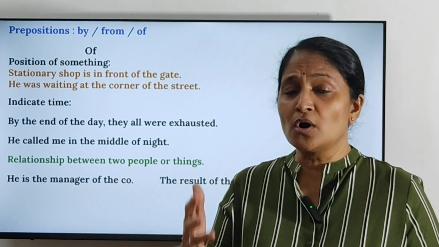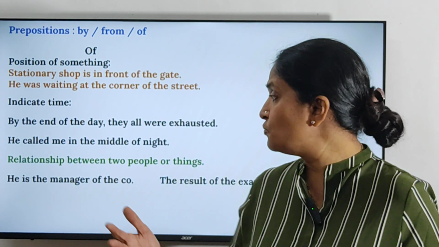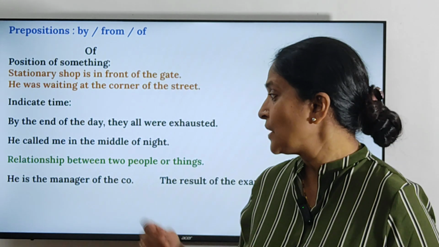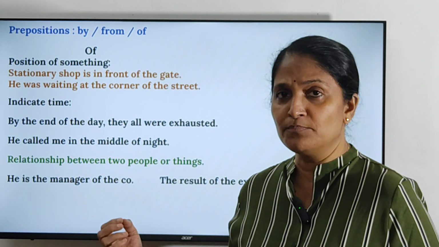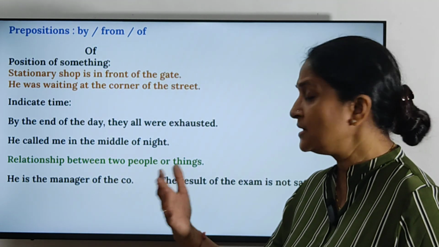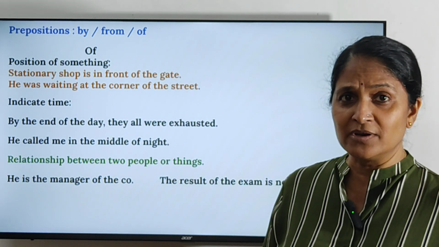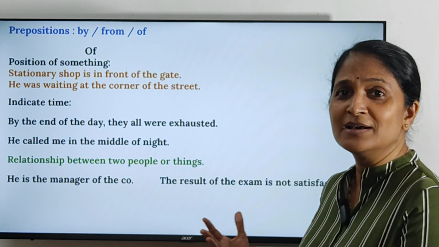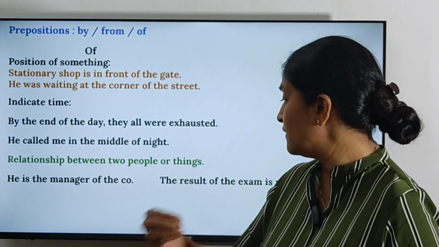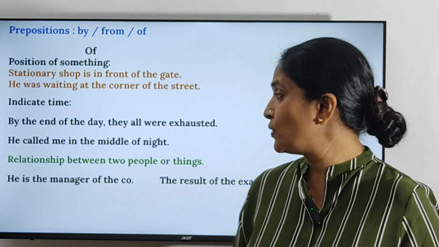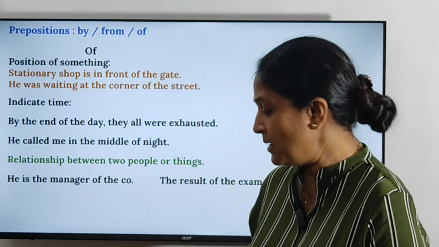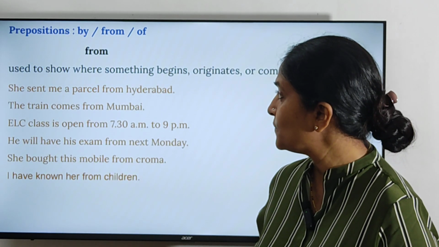Now yes, when you show relation between two people or things, that is also where we use of. So he is the manager of the company. So who is he? He is the manager of the company. The result of the exam is not satisfactory. तो result satisfactory नहीं था. Result of the exam, right? So it is showing relationship between two things and two people. This is also of. Yes.